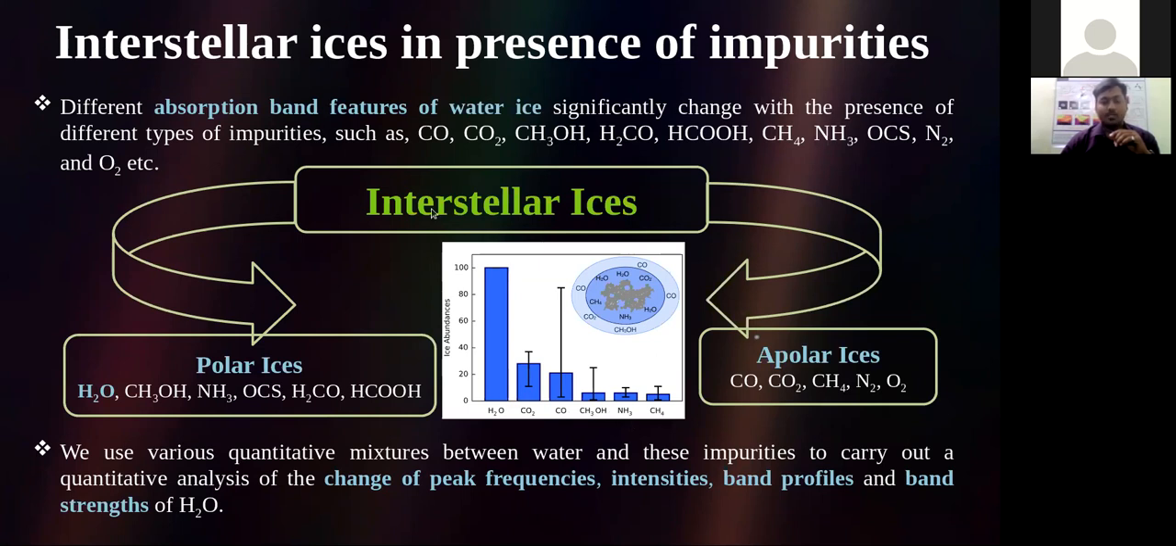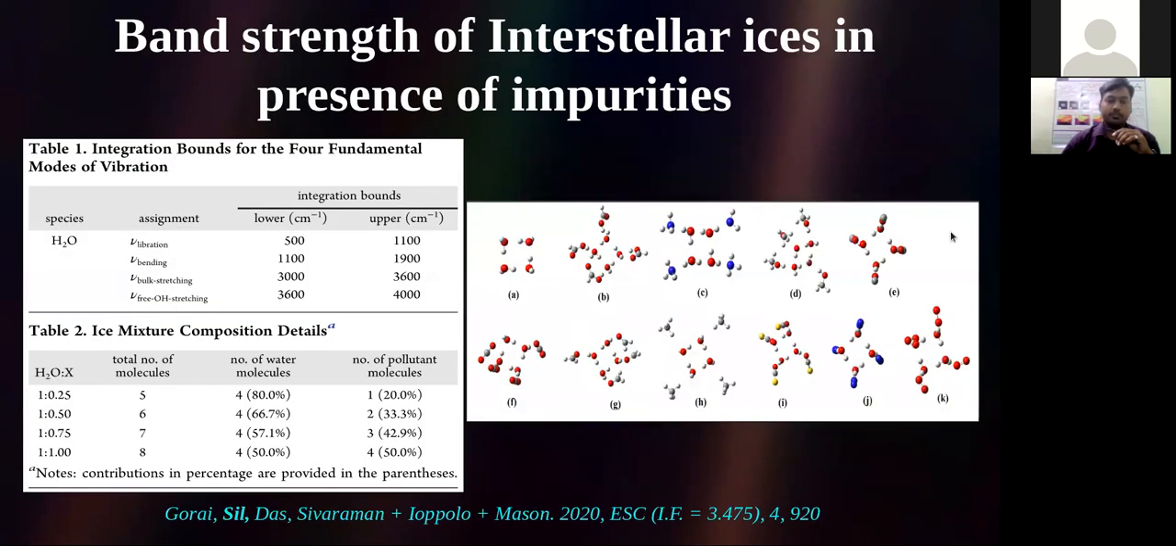These interstellar ices can be categorized into polar ices and apolar ices. Different absorption band features of water ice change significantly with the impurity. We use various qualitative mixtures in different concentration ratios theoretically to carry out qualitative analysis of changes in peak frequencies, intensities, band profiles, and band strengths of pure H2O. We know that the pure H2O band profile includes libration, bending, bulk stretching, and free OH. The integration bounds are noted here in wavenumber, centimeter inverse.